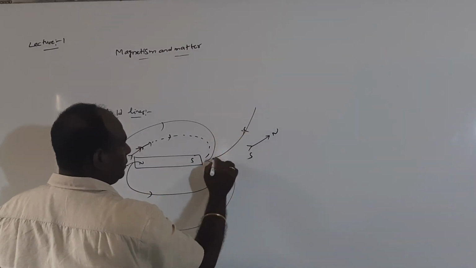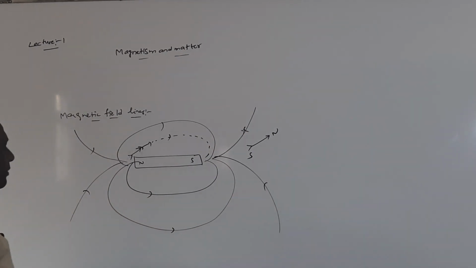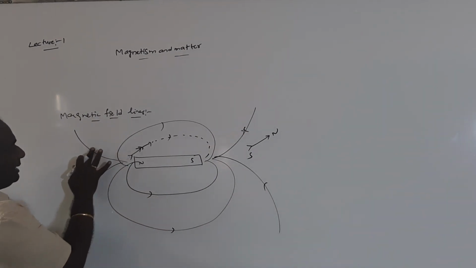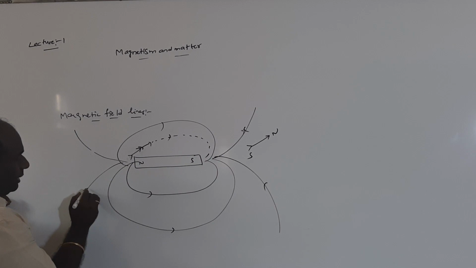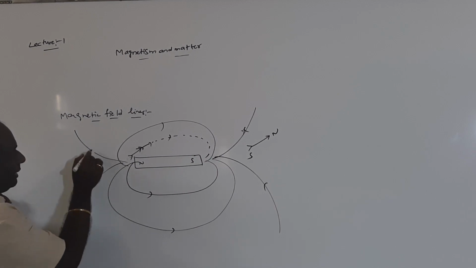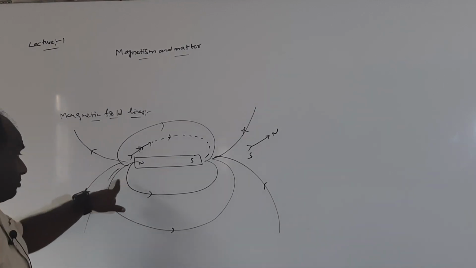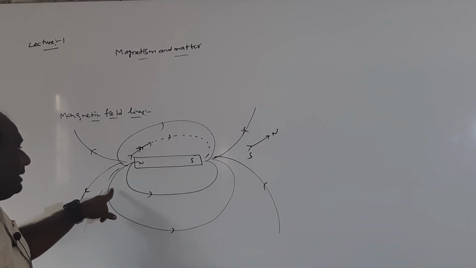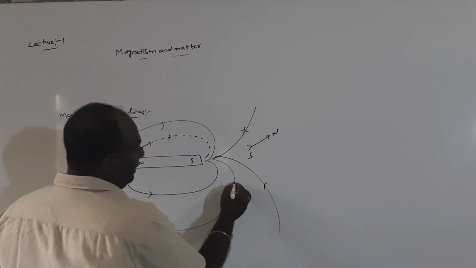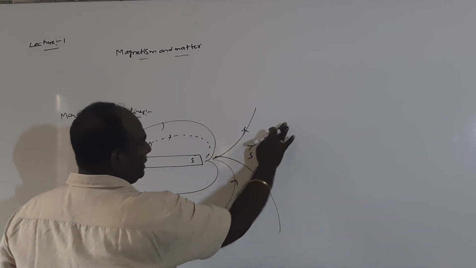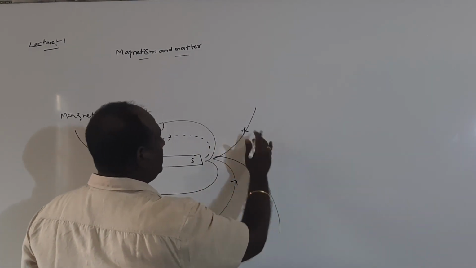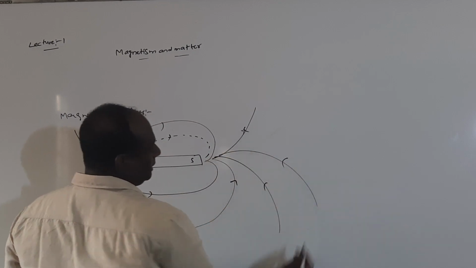In case of south pole, field lines are inwards. In case of north pole, field lines are radially outwards. Outward field lines indicate north pole. Inward field lines indicate south pole. So in case of south pole, field lines are inwards like this. So this is inwards. If you draw one more line, this is inwards.